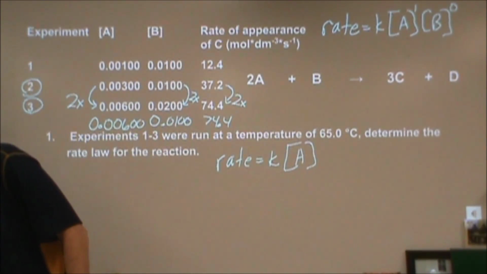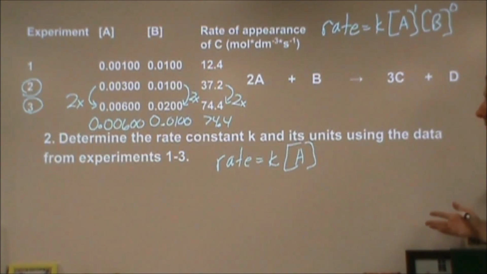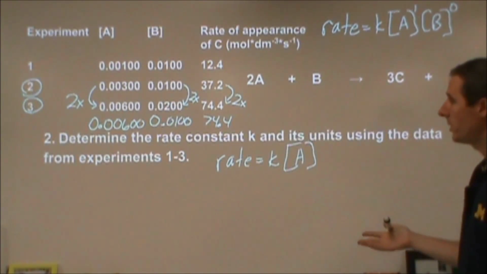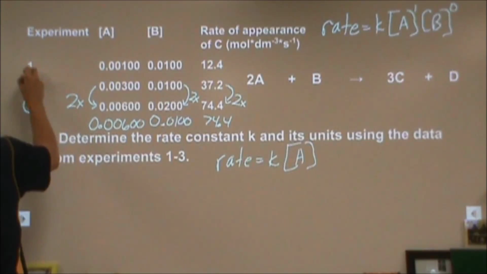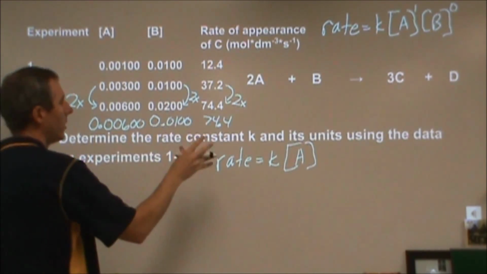If we move on to number 2, it says figure out what the rate constant K is and what its units are using the experiments 1 through 3. Okay? That's easy to do. You pick any experiment, 1, 2, or 3. I'm going to pick number 1, and you're going to plug in all of the components.